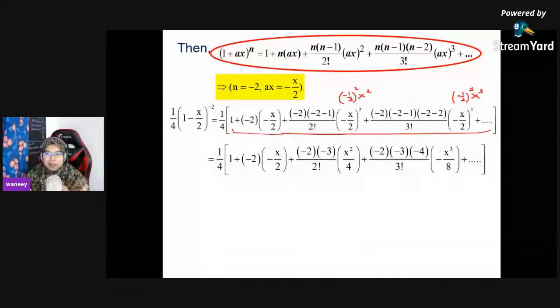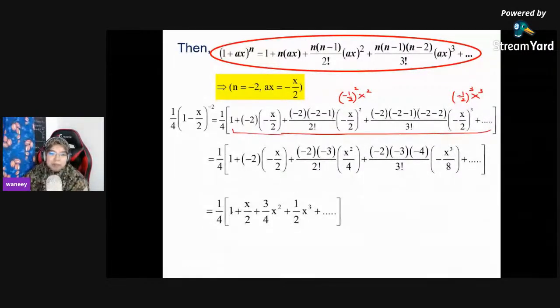So that is actually up to you. So for me, I prefer to separate them and then I simply use my calculator afterwards. But of course, you can actually square them. So negative x squared, 2 squared, so 4. Negative x, you cube them, so it will become negative x cubed, 2 cubed, so it will become 8. So up to you. Okay, so now we should simplify them after that. So it will become 1 plus x over 2 plus 3 over 4x squared plus 1 over 2 x cubed plus dot dot dot. So now we should multiply them with 1 over 4.